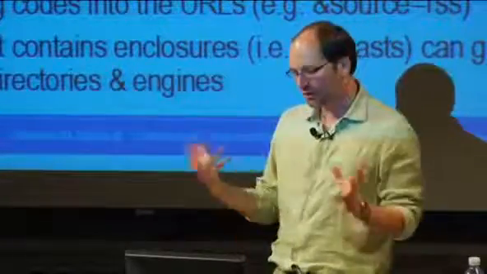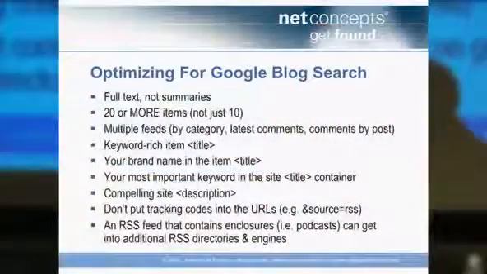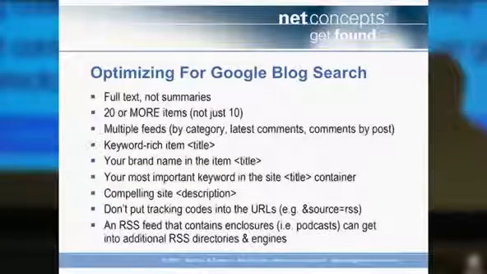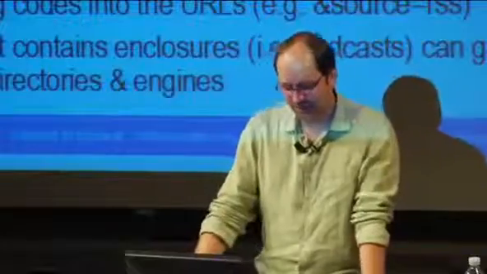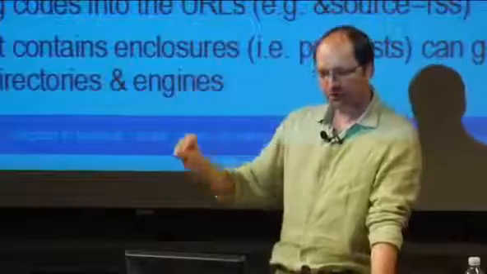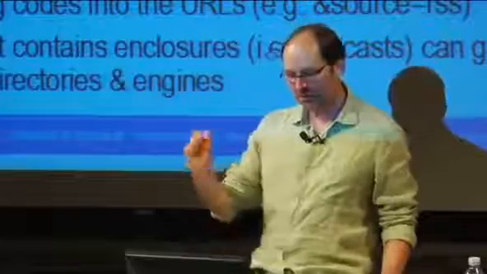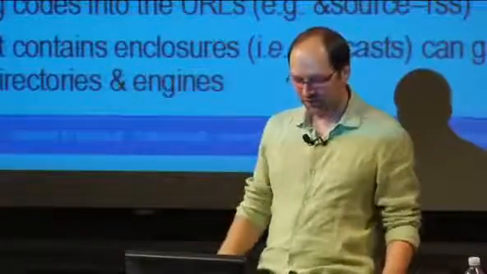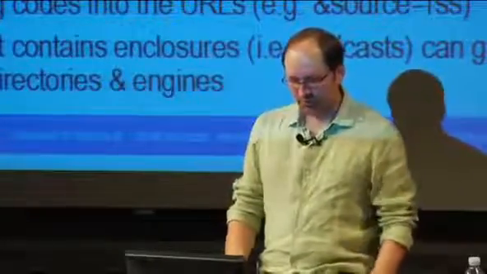Another thing is just good keyword-rich descriptions and titles. All the same general principles of basic SEO copywriting apply yet again when you're optimizing for Google Blog Search and just for feed optimization in general. Having a good keyword-rich item title for every single post, having your brand name in the item title as well, it's good. The main title container for the feed itself, you want to have your most important keyword in there, and probably the name of your site would go in there as well.